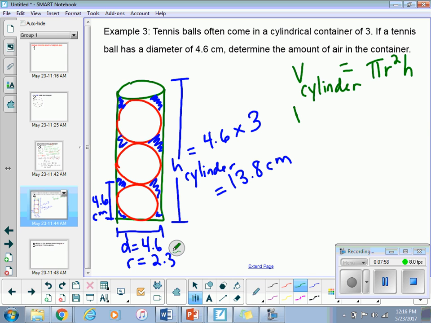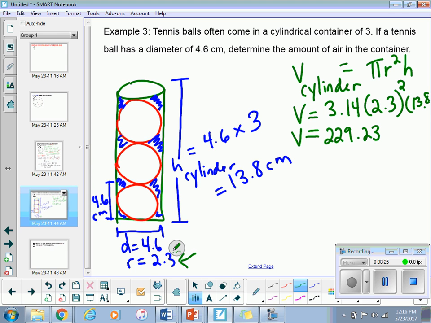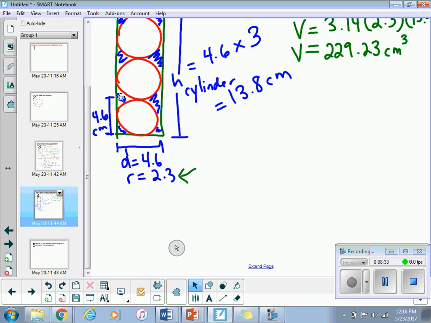So plugging in all the information, now this is the radius here that we calculated, because the radius of the tennis balls is the same as the radius of the cylinder, okay? Times the height we just decided on, 13.8. And so the volume of the cylinder is 229.23 centimeters cubed.